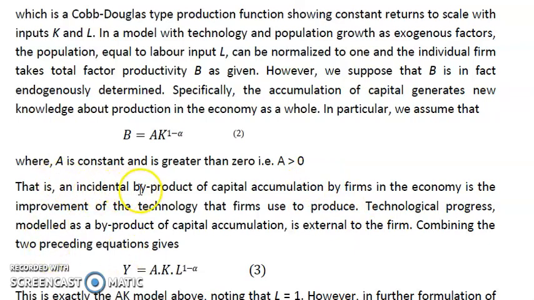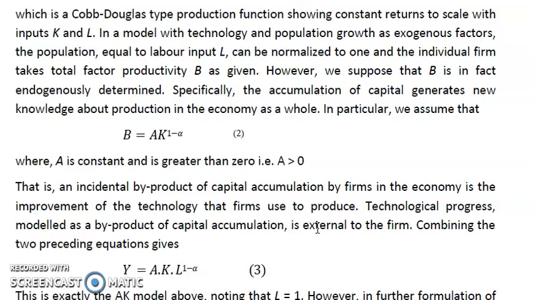That is, an incidental byproduct of capital accumulation by firms in the economy is the improvement of technology that firms use to produce. Technological progress is modeled as a byproduct of capital accumulation, and is external to the firm.